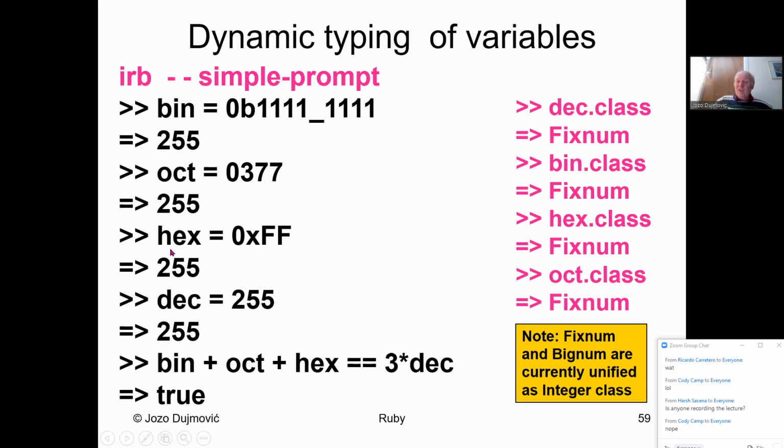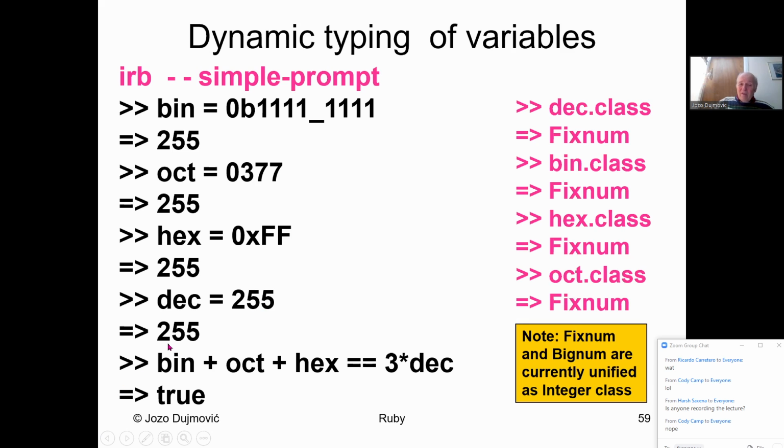Or in hexadecimal, you can say 0x, lowercase or uppercase works the same, FF, which is F and F, these two binary values. So binary, octal, and hexadecimal are defined as integers that have the value 255. Normally, we write decimal numbers, so decimal 255 is this here.